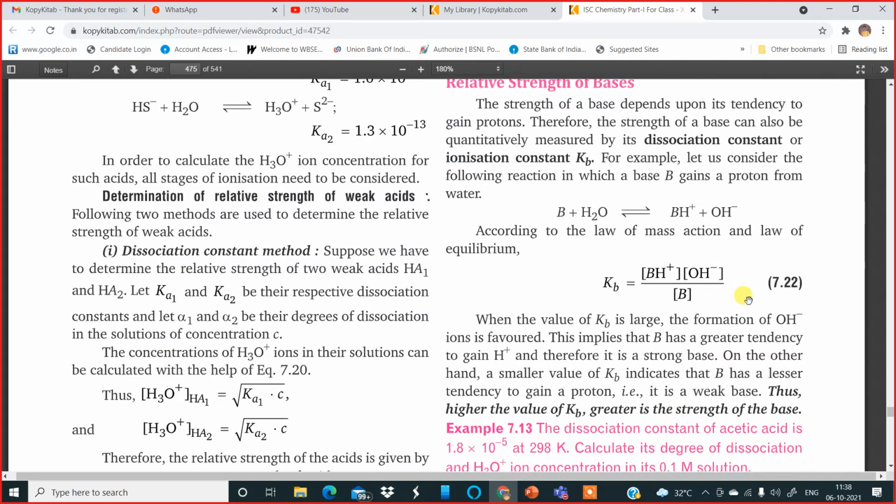Now, according to the law of mass action and the law of equilibrium, we get an expression like this. Kb is equal to concentration of BH+ times concentration of OH- divided by concentration of the base. Now, here Kb is large. When the value of Kb is large, the formation of hydroxyl ions is favored. This implies that B has a greater tendency to gain protons, and therefore, it is a strong base. So, a base is strong when it has a higher tendency to gain hydrogen ions or protons. On the other hand, a smaller value of Kb indicates that B has a lesser tendency to gain a proton. That is, it is a weak base. Thus, the higher the value of Kb, the greater is the strength of the base.